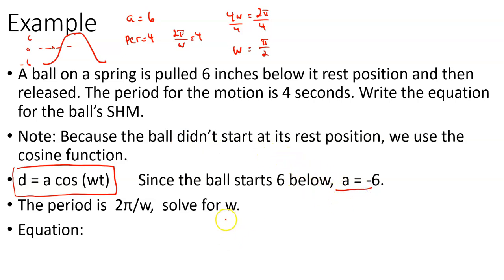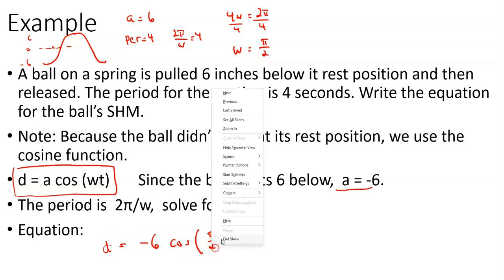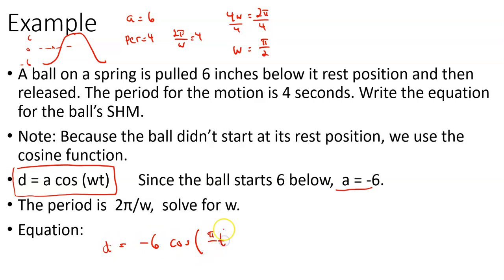So let's start with a equals -6. And we've already solved for w, so what's our equation? D equals -6 cosine of pi over 2t. And there we go, right? So we already solved for the w before. The period was 4. Set 4 equal to 2 pi over w, and that'll solve for that w.